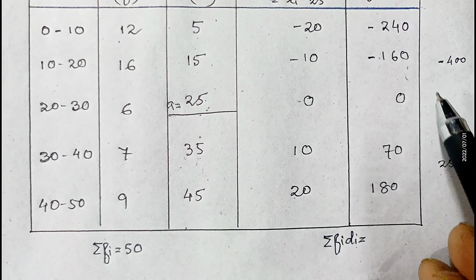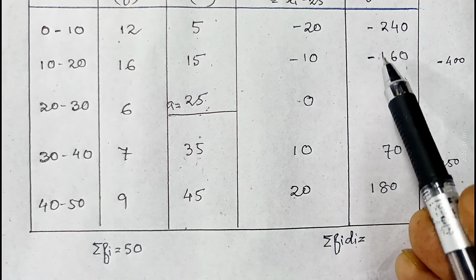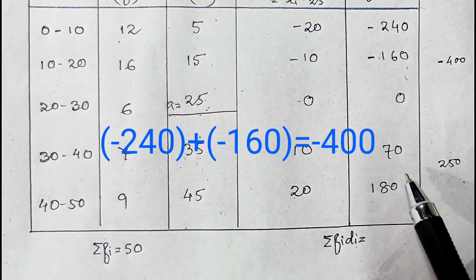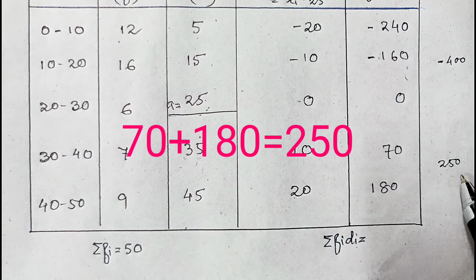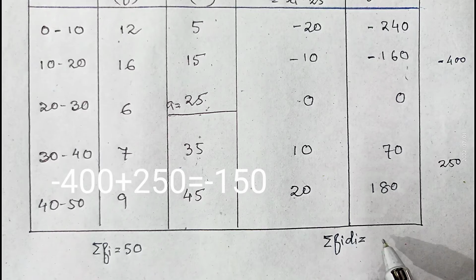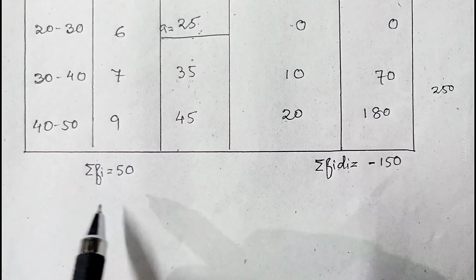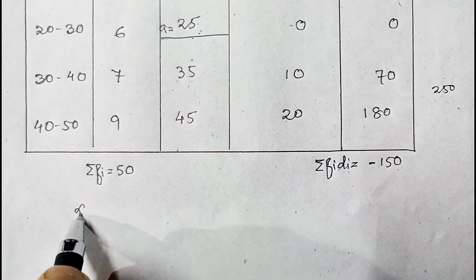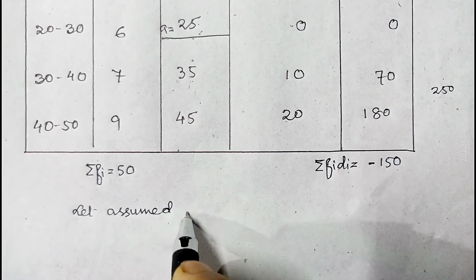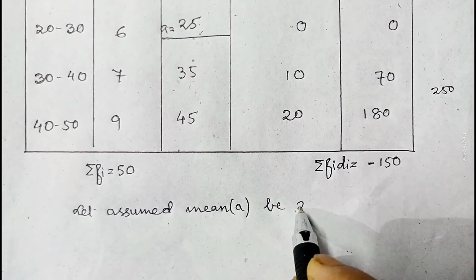Here, while adding, you add all the negatives together and all the positives together. All the negatives means minus 240 and minus 160. If I add, I am going to get minus 400. And 70 and 180, if you add, you are going to get 250. Now minus 400 plus 250, it will give minus 150. So write here minus 150. We have considered 25 as the assumed mean. Then we should write let assumed mean, generally we use a for it, be 25.